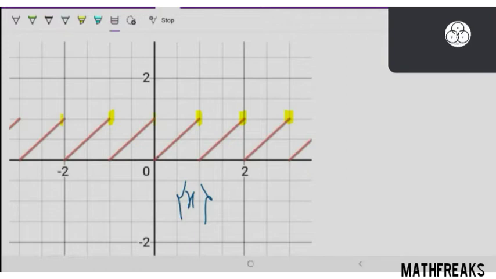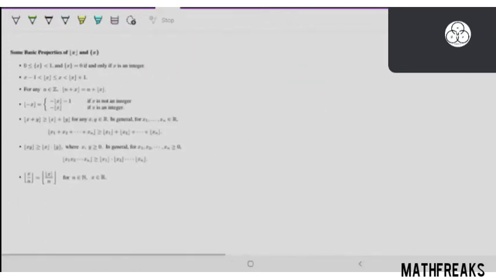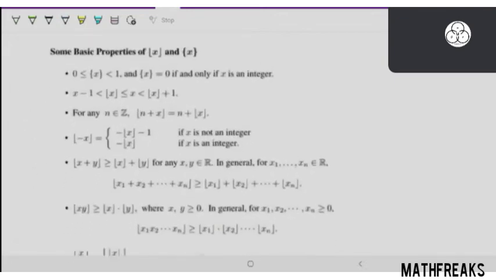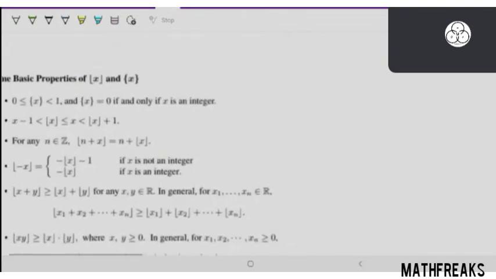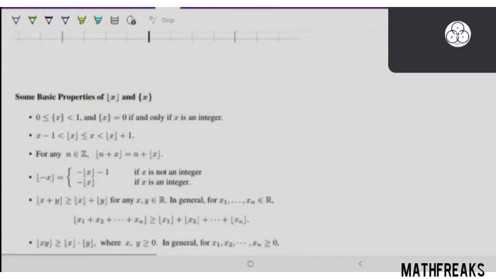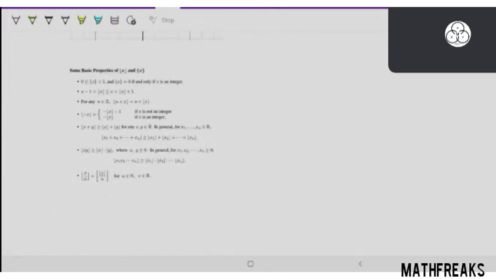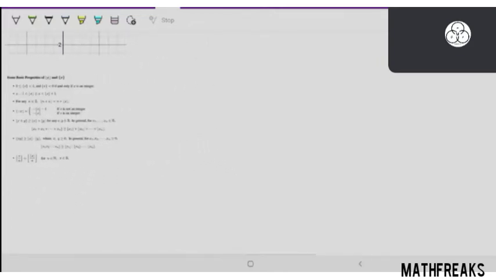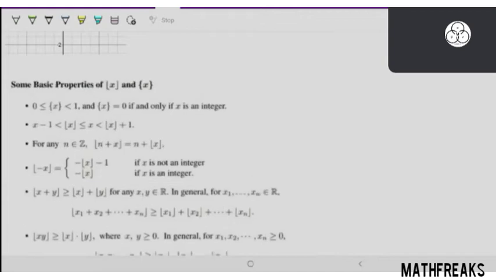Yes, got it. Let us go for some easy basic properties before starting the questions. Some basic properties of the function. Not visible properly, right? Okay, I've made it visible. That is not a great deal for me.